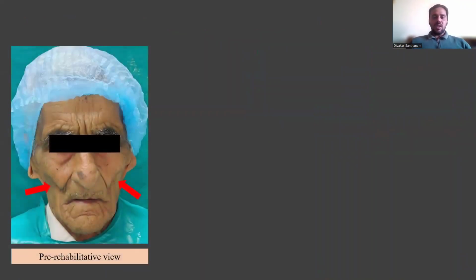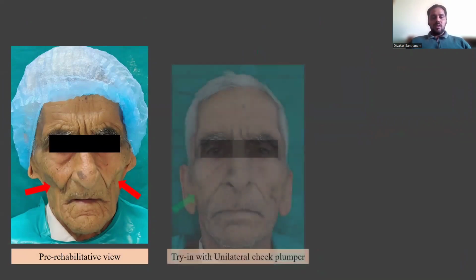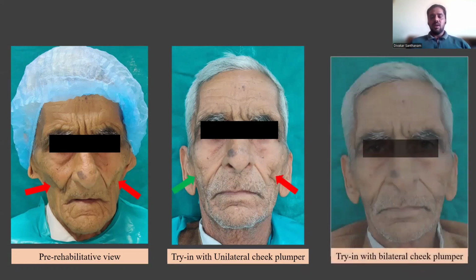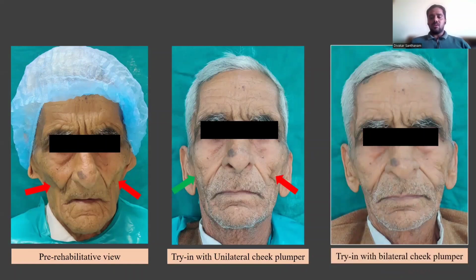Then we placed the cheek plumper again inside the denture. Then we evaluated the cheek plumpers. First, we placed the cheek plumper unilaterally. On the right side we placed it, but on the left side it was not placed. That's why the sunken cheek is still present. And there is a drastic change when we place both the cheek plumpers inside the patient's mouth.